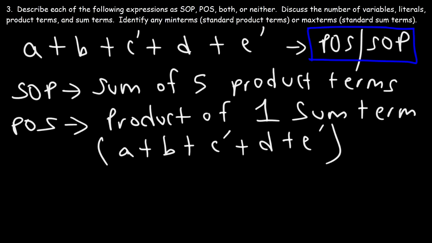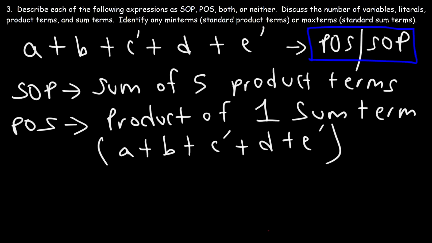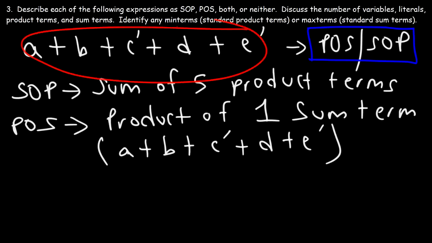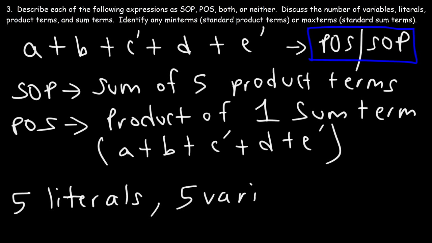Now, it's important to understand that if you have just 1 literal, let's say it's either x or y prime, 1 literal can be considered a product term or a sum term. So just keep that in mind. Now for this particular example, we have a total of 5 literals: a, b, c prime, d, and e prime. We also have 5 variables: a, b, c, d, and e. And so that's it for that expression.